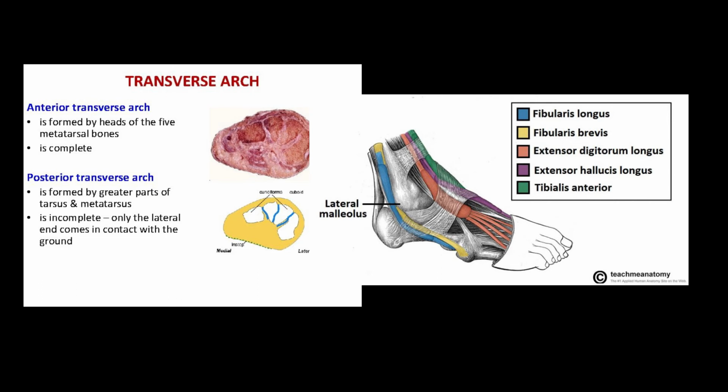Now for the maintenance of the transverse arch, first is the shape of the bones: the marked wedge shaping of the cuneiform bones and the bases of the metatarsal bones. Second, the inferior edges of the bones are tied together by the deep transverse ligaments and the strong plantar ligaments. Third, tying the ends of the arch together is the fibularis longus tendon.